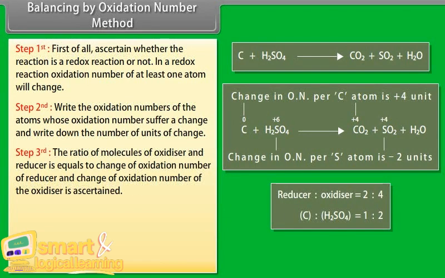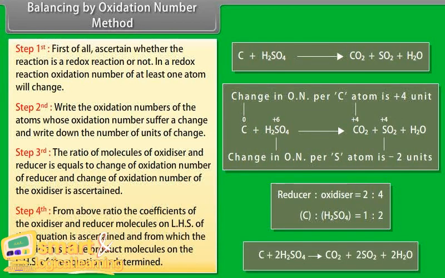Step third. The ratio of molecules of oxidizer and reducer is equal to the change of oxidation number of the reducer and the change of oxidation number of the oxidizer. If the ratio is not a simple one, make it simple. Step fourth. From the above ratio, the coefficients of the oxidizer and reducer molecules on the LHS of the equation are ascertained, and from them the coefficients of the product molecules on the RHS of the equation are determined.